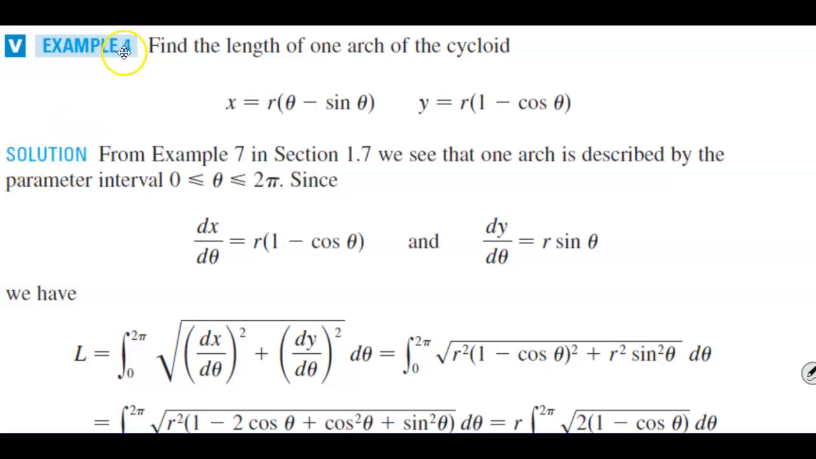Okay, now for example number 4, we want to find the length of one arch of the cycloid, where x is equal to r times (theta minus sine theta), and y is equal to r times (1 minus the cosine of theta). Now back in example 7 in section 1.7, we would see that one arch is described by the parameter theta being between 0 and 2 pi inclusive.